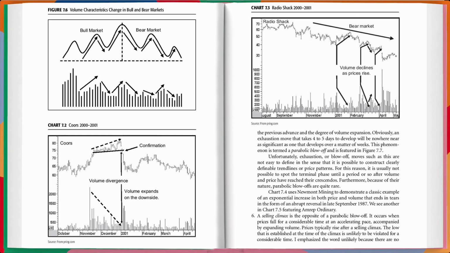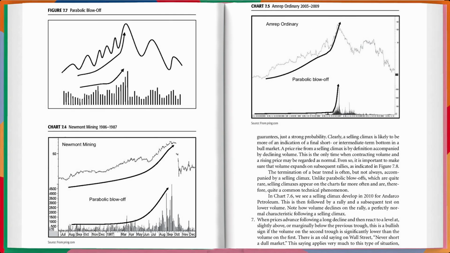6. A selling climax is the opposite of a parabolic blow-off. It occurs when prices fall for a considerable time at an accelerating pace, accompanied by expanding volume. Prices typically rise after a selling climax. The low that is established at the time of the climax is unlikely to be violated for a considerable time. I emphasize the word unlikely because there are no guarantees, just a strong probability.